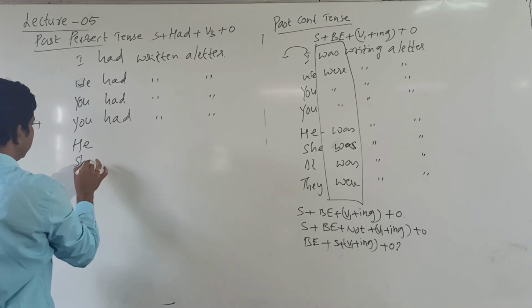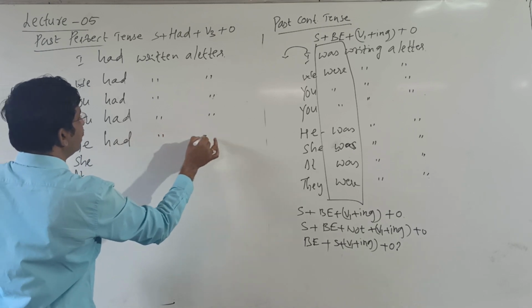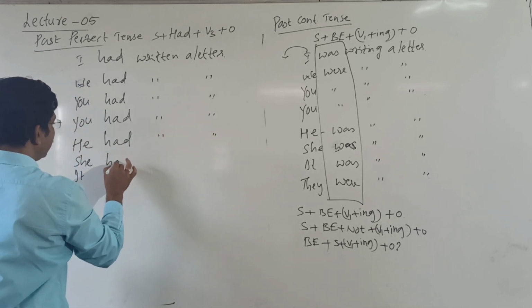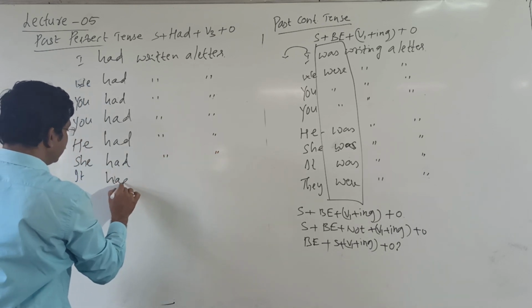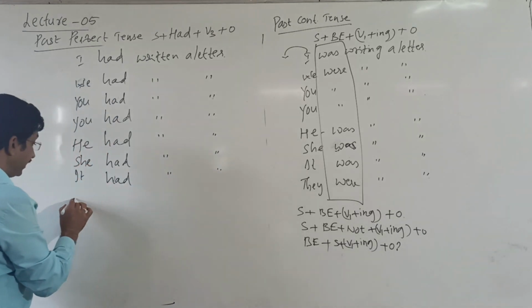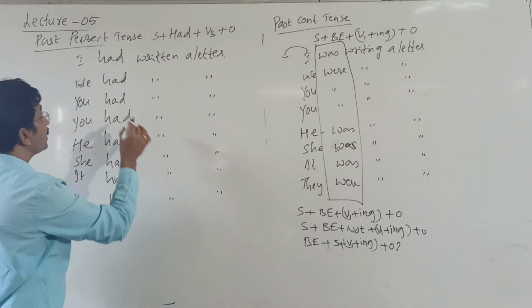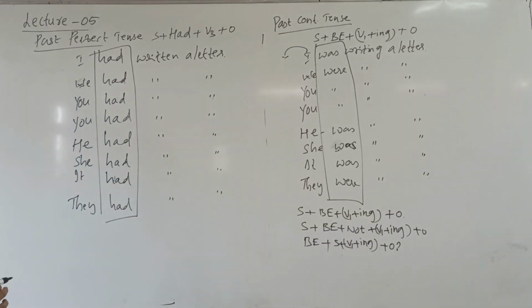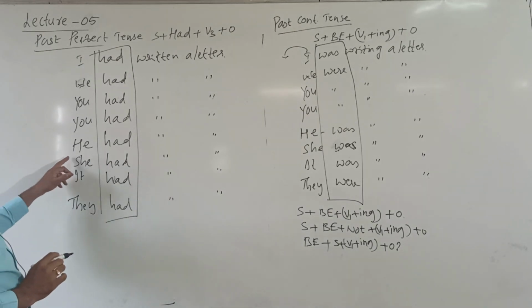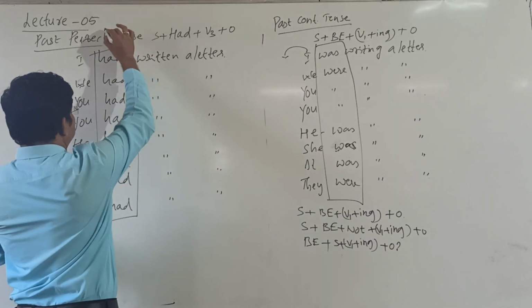He, she, it: there is no change. He had written a letter. She had written a letter. It had written a letter. And they had written a letter. See here these forms: had. I had written a letter. We had written a letter. You had written a letter. She had, it had, they had. The had form is used in past perfect tense.